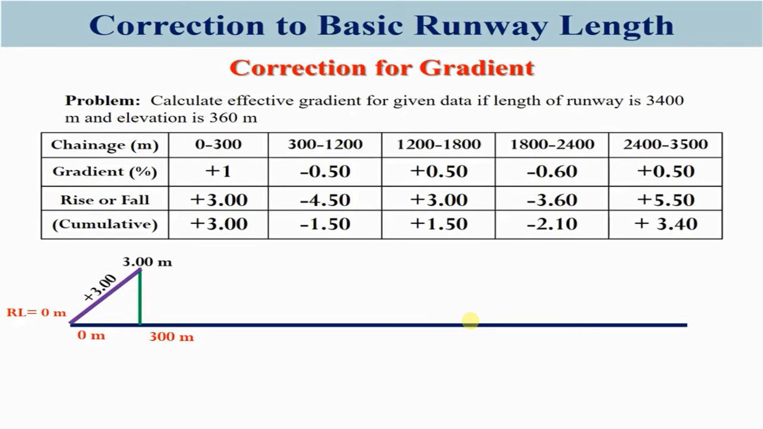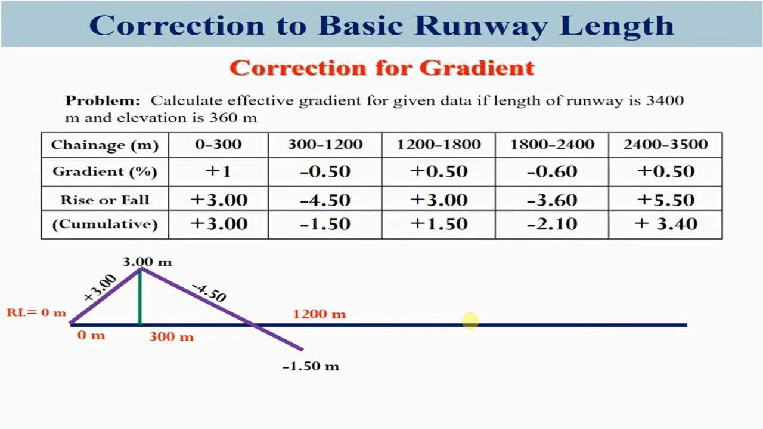So this is my total rise. Is it clear? Up to 300 meter. Now what about 1200 meter? When I am going to 1200 meter, what I come to know is that I am having a descending gradient, and when I reach 1200 meter, my value is 4.5. So I am having a total descending slope of 4.5.